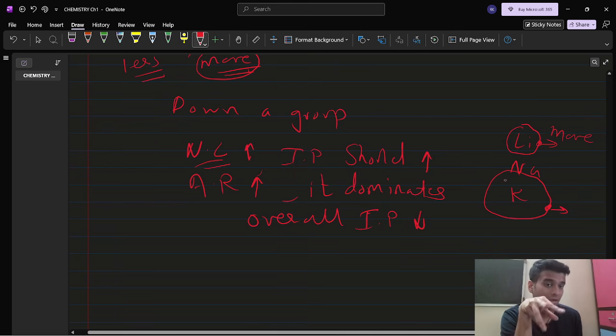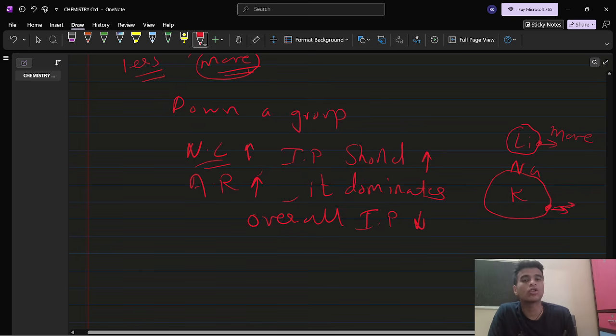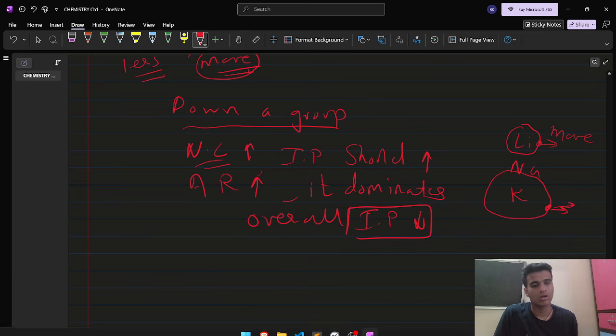More metallic than lithium because इसका IP कम है, atomic radius ज्यादा है, so electron easily lose. Metals are essentially electron donors. So the more easily an electron is donated, more metallic is that metal. Okay, fine. So overall IP decreases as you go down a group. So remember this now. Okay.